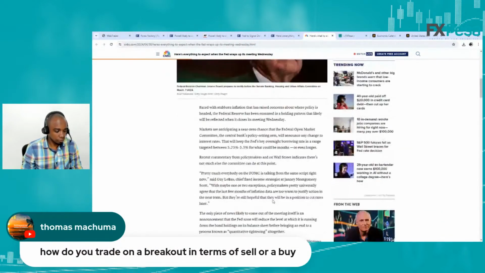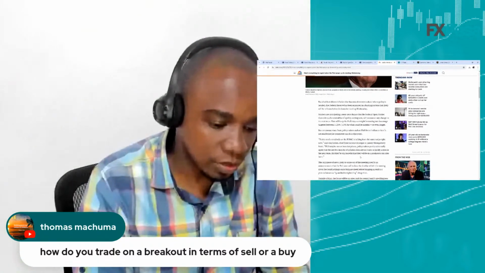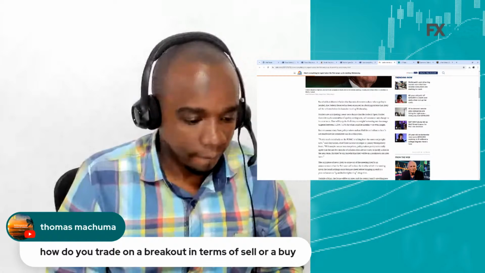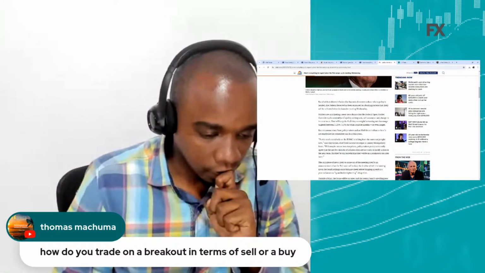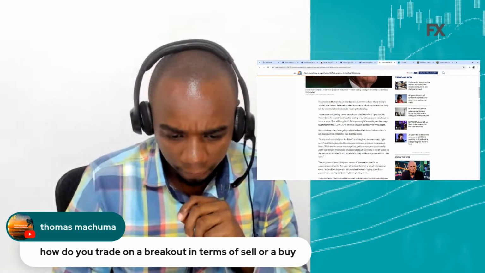How do you trade on a breakout in terms of sell or a buy? So this is where you use pending orders. Thomas, you'll want to use a buy stop order or a sell stop order if you're doing the breakout. Alternatively, you can wait for a test of a resistance that now turns into support and go long. So utilize pending orders basically, Thomas.